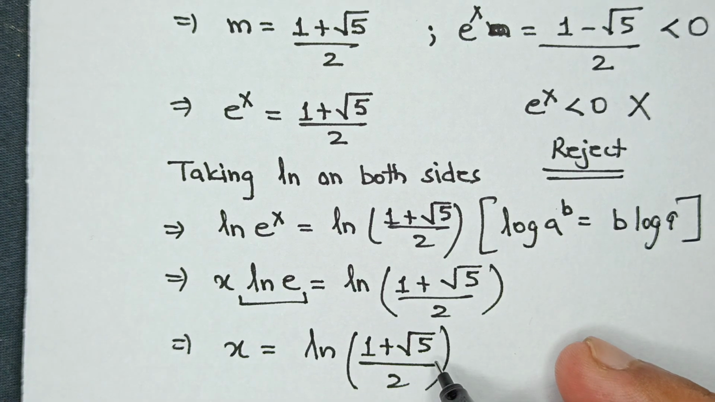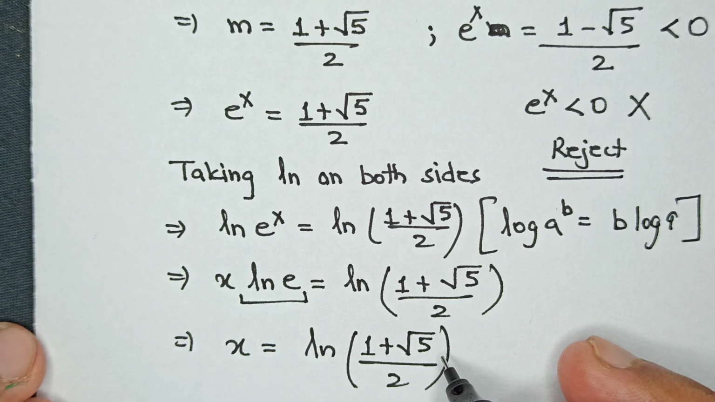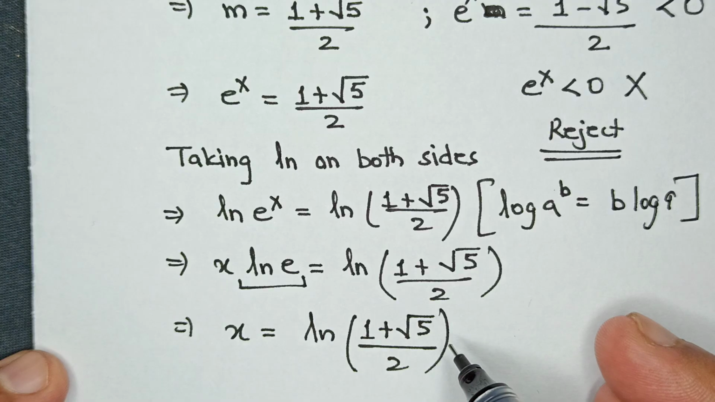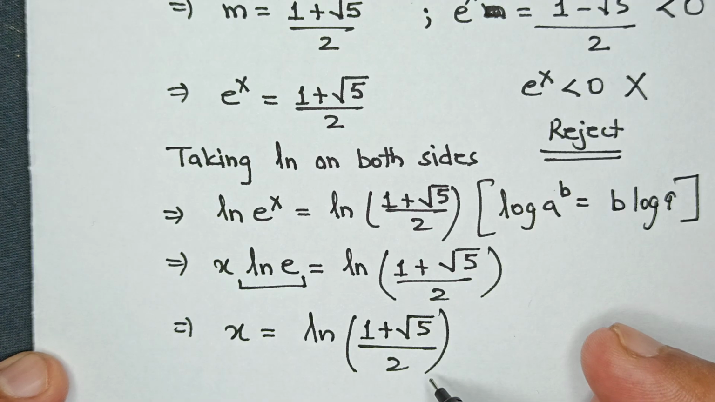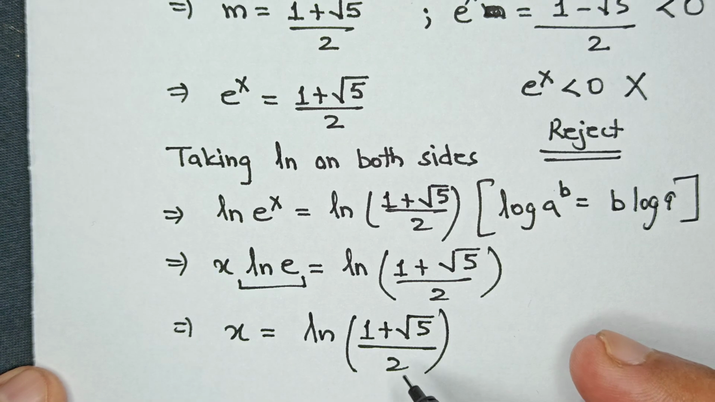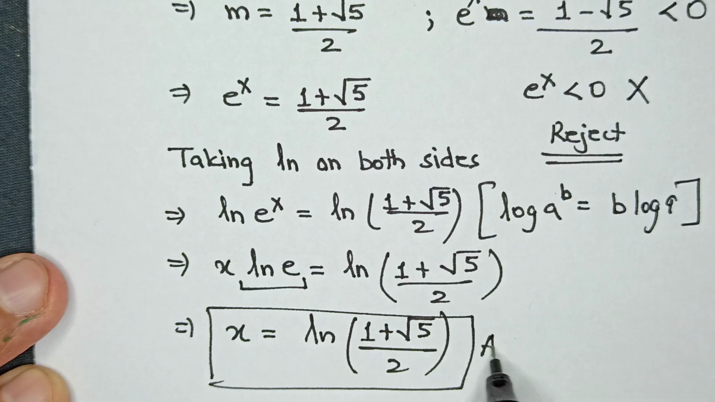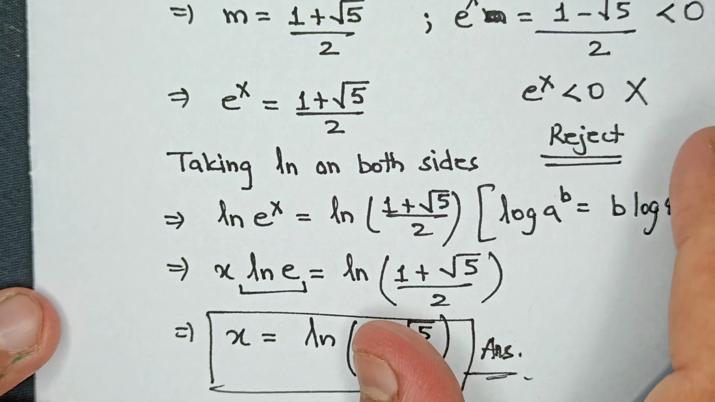Now the value of square root of 5 is somewhere around 2.236, and when you add 1 to it, it becomes somewhere around 3.236, and then divided by 2 becomes somewhere around 1.6. So that means this would be somewhere around natural log of 1.6. So we'll take this as the final answer for this particular problem.